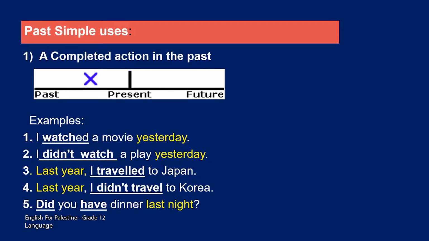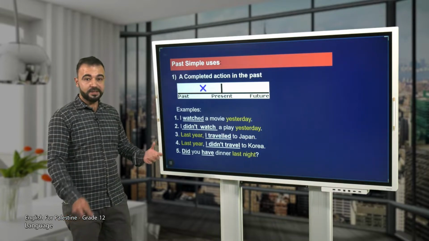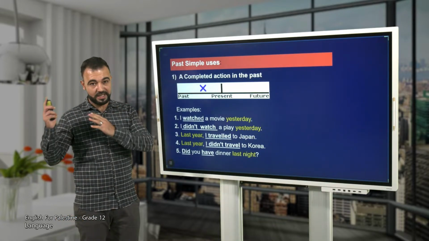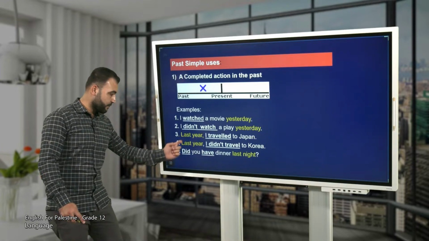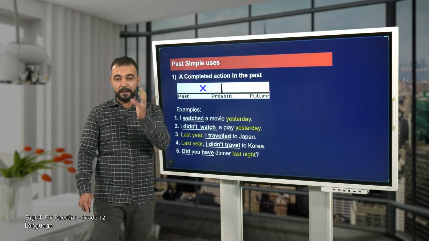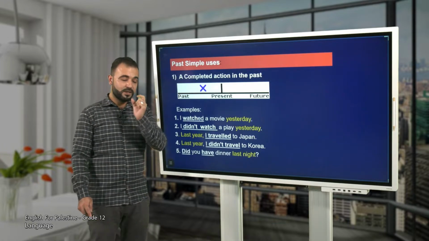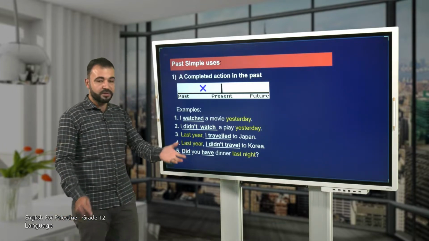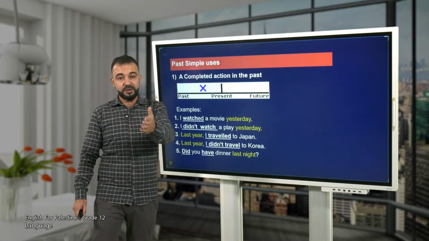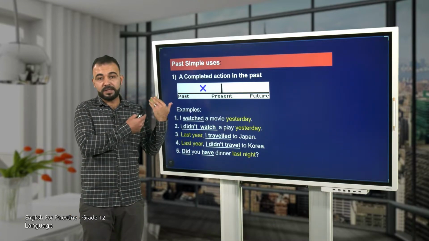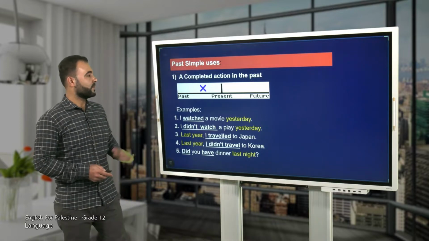We form here a question. We use the verb did to ask about past actions or a completed action in the past, plus the subject. So did plus the subject plus the infinitive form. So did you have dinner last night? Did you visit your friend last week? Did you see Ahmad, for example, yesterday, etc.